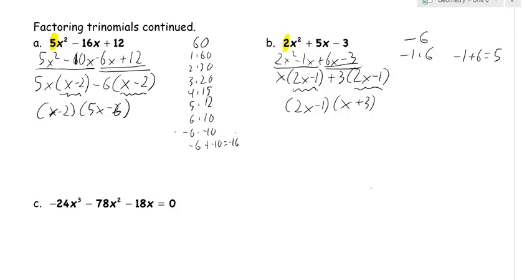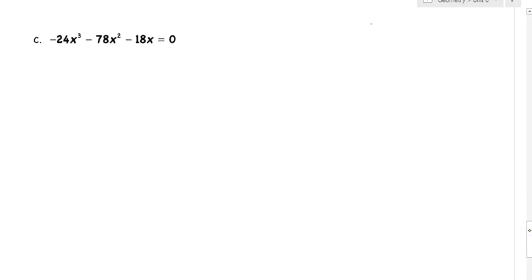And our last one, zero product property. Negative 24x cubed minus 78x squared minus 18x equals 0. So we have that beautiful equals 0 in there, which means if we can factor on the left-hand side, we can then solve for what x's make that true. They do have common factors this time. They have a negative 6 in common, and they have an x in common.